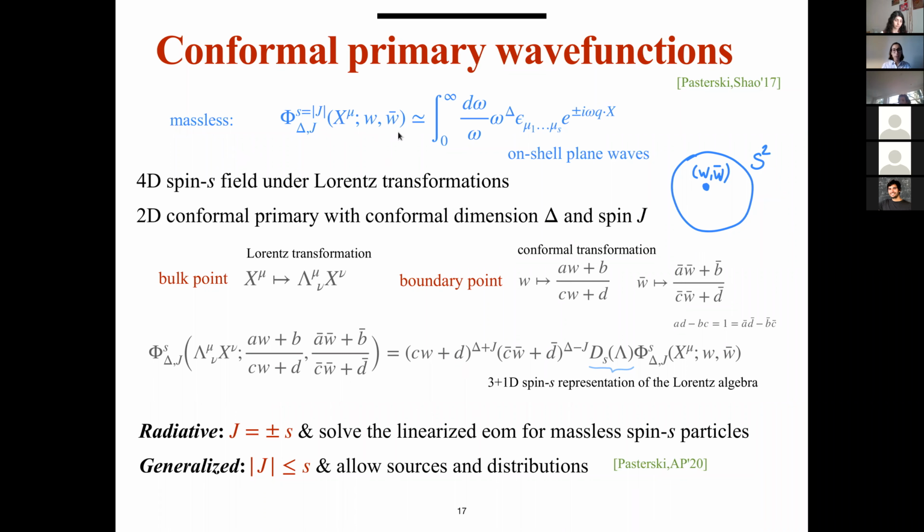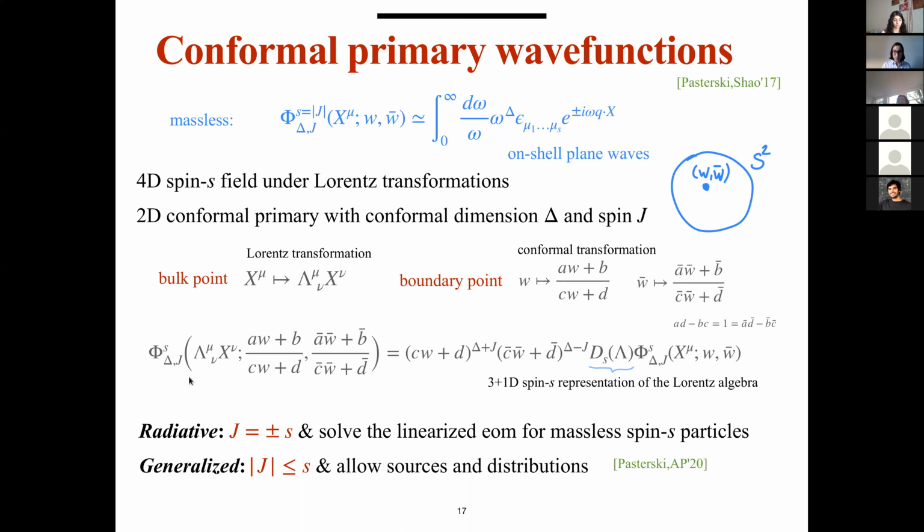And we require them to transform as 4D spin S fields under Lorentz transformations and as two-dimensional conformal primaries with a conformal dimension delta and two-dimensional spin j. Let me point out here, the spin S does not in general have to be equal to the magnitude of the 2D spin, but for radiative wave functions it is, and that's what I've shown here. So these wave functions have to transform under Lorentz transformations and global conformal transformations, which are just these Möbius transformations on the celestial sphere.